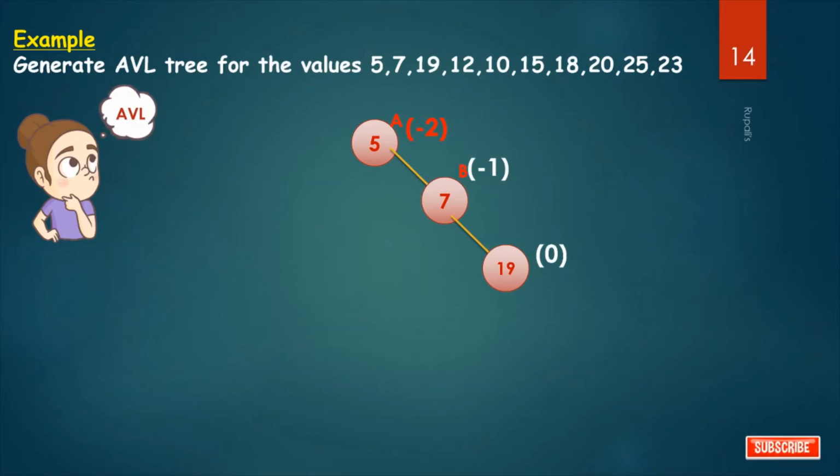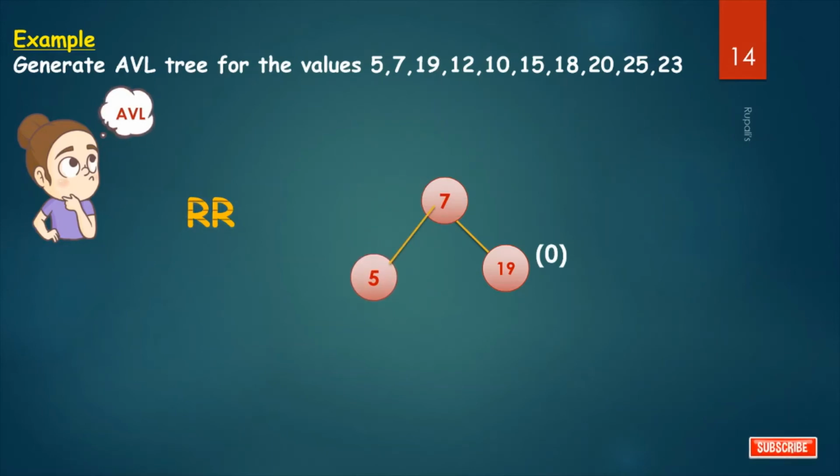Which rotation is required? Here RR rotation is required. In case of RR rotation, first you have to identify A and B and then make A as a child of B. Give RR rotation, make A as a child of B. Now check the balance factor. Now your tree is balanced.